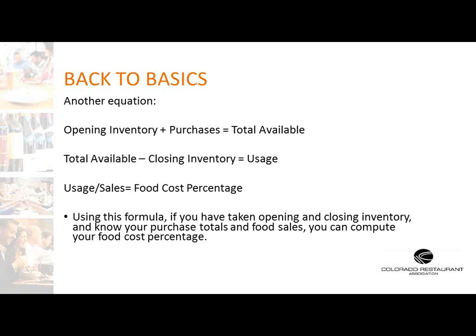The closing inventory, we subtract what's left, and really what we've determined there is what was the usage. How much did we really flow through in the course of this time period? And again, what we used, we compare against sales, and that's really that same formula. Cost over sales equals percentage. So it's a longer way to get there, but it's a much more accurate way as well. Using this formula, if you have taken opening and closing inventory, and you know your purchase totals and food sales, you can easily compute your food cost percentage.